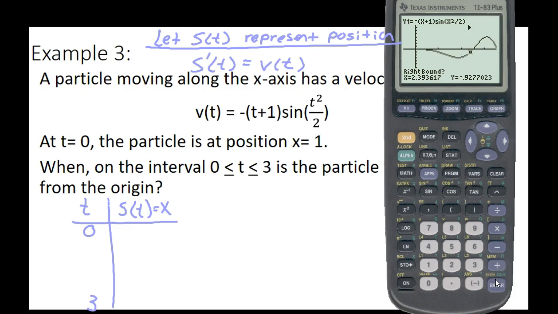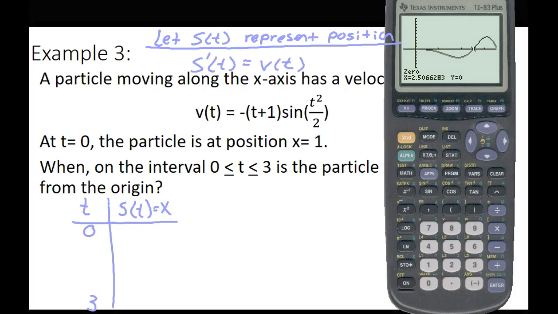And now it asks for a right bound. So now I'm going to scroll a little bit above that 0 to the right of it and push Enter again. Now I've told my calculator, I want you to look in this area here for a 0. See those little arrows? So it's going to look for a 0 in that region. So you just push Enter one more time, and it will tell you the 0. There it is. So let's go ahead and write that down. That's 2.507.